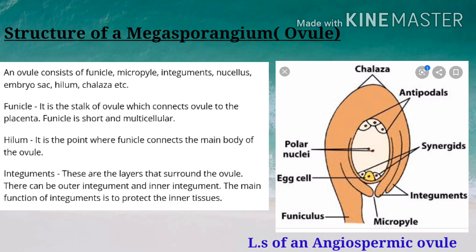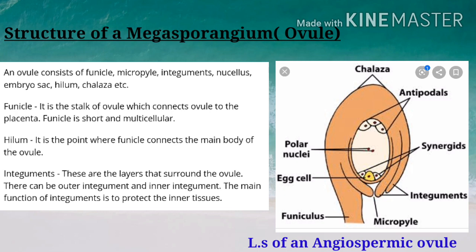The first part is the funicle. It is the stalk of an ovule which connects the ovule to the placenta. In the previous study, I have told you the ovules are arranged on an axis called the placenta. So by means of the funicle, the ovules are attached to this axis, the placenta. Next is the hilum. It is the point where the funicle connects to the main body of the ovule.